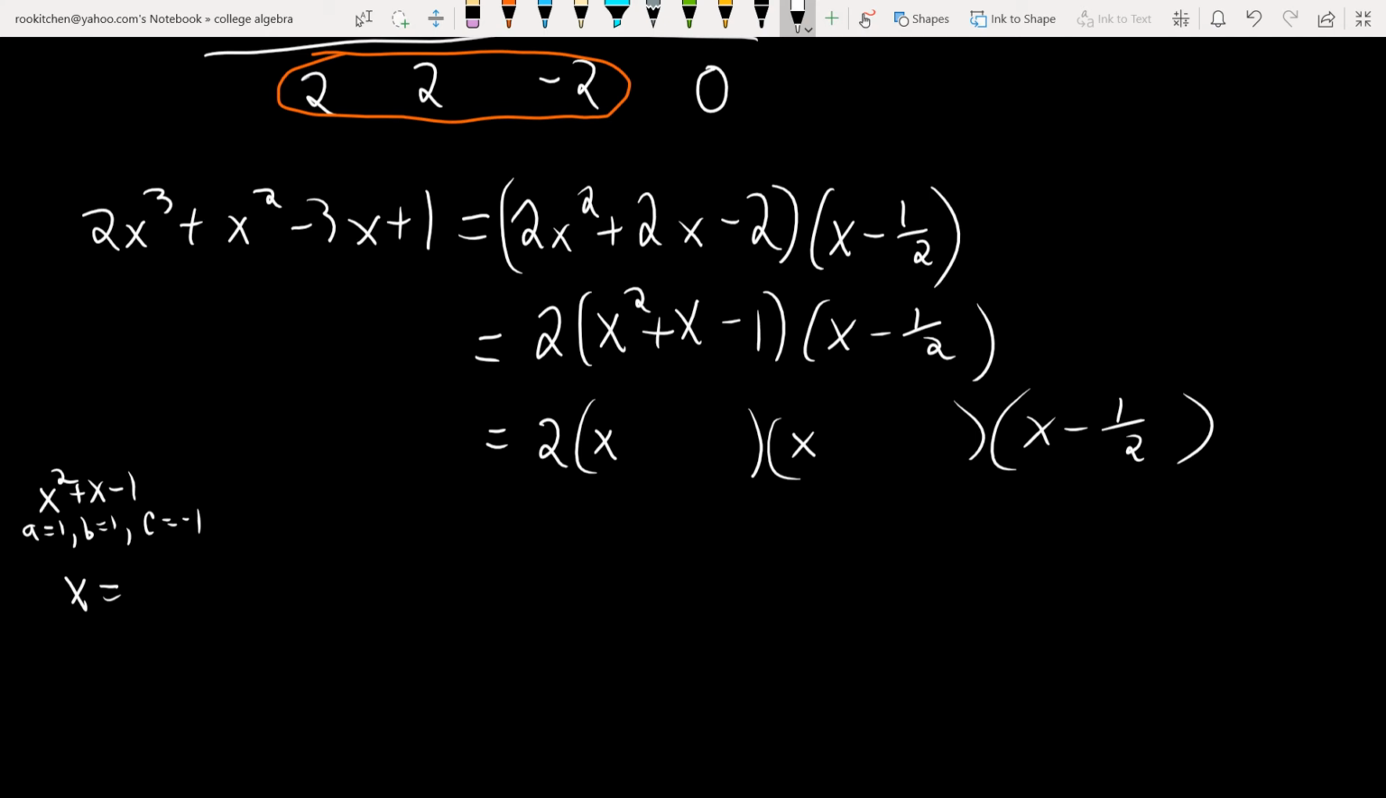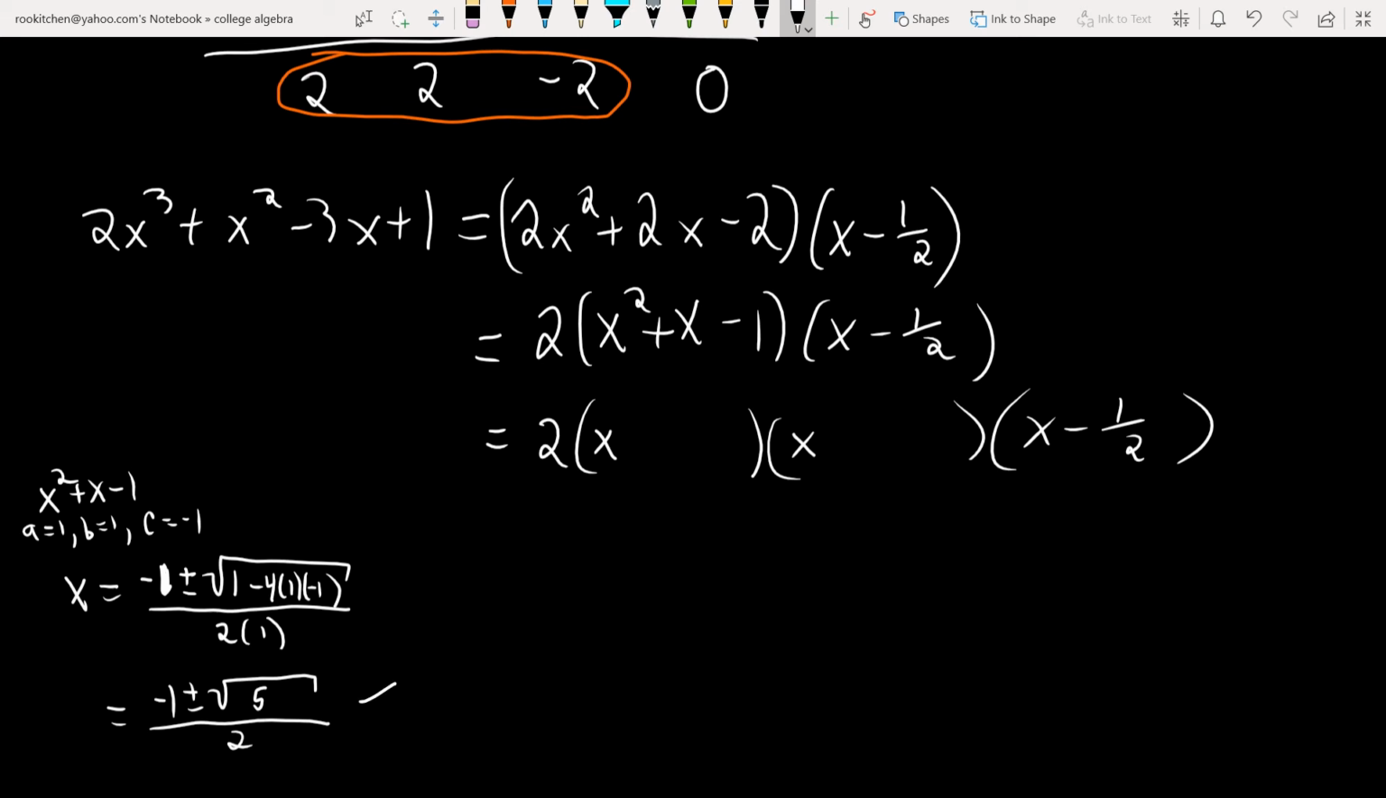Okay, so the quadratic formula: negative B plus or minus the square root. So B is 1, so let's just put negative 1 there. Negative 1 plus or minus the square root of B squared, which is 1, minus 4 times A times C, divided by 2 times A. So that'll be negative 1 plus or minus the square root of 1 plus 4, which is 5, all over 2. And so we have two roots here, negative 1 plus root 5 over 2, and then negative 1 minus root 5 over 2.